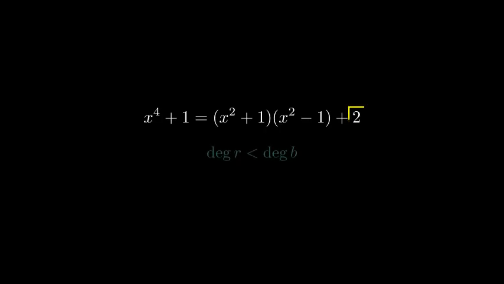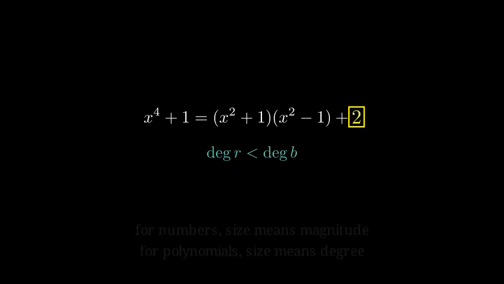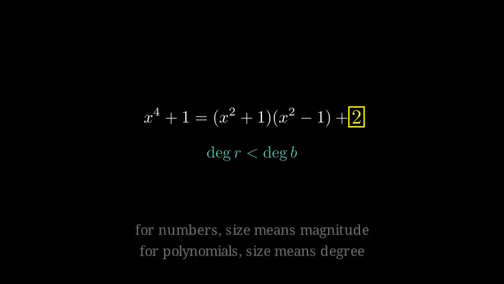That is exactly the shape of integer division. The dividend a equals the divisor b times the quotient q, plus the remainder r, with the remainder strictly smaller than the divisor. For numbers, we measure that size by magnitude. For polynomials, we measure it by degree.